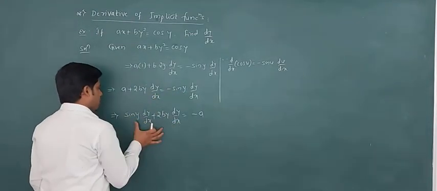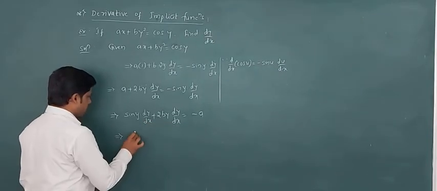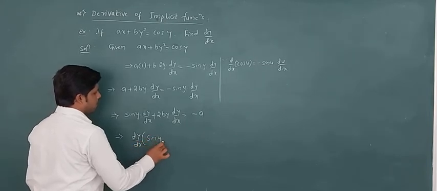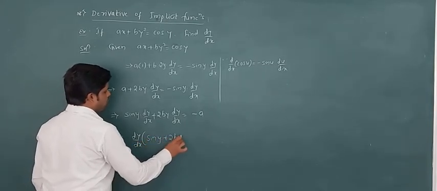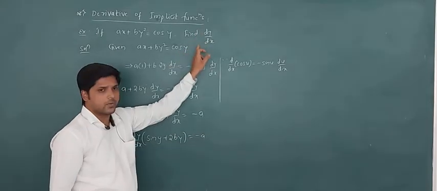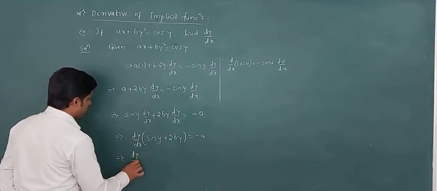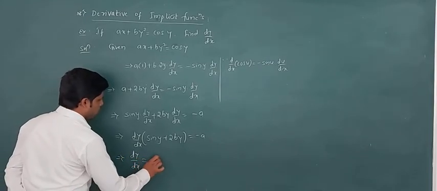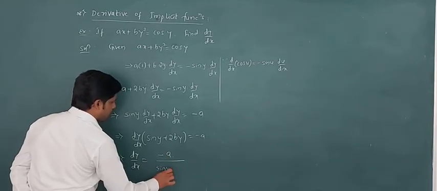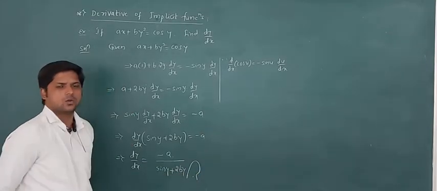So here in the LHS, dy by dx is common, take it outside. We get dy by dx into (sin y plus 2by) is equal to minus a. Here we have to find the value of dy by dx. So therefore this implies dy by dx is equal to minus a divided by (sin y plus 2by), which is our required solution. Note it down.